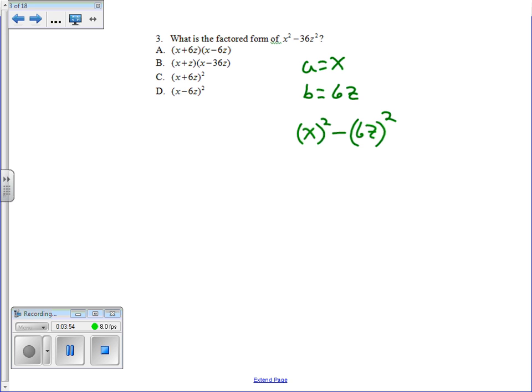So now I can write this in the form of a plus b, a minus b. So I'm going to get x minus 6z times x plus 6z. So my answer for 3 is going to be A. Again, it doesn't matter which one comes first because it's multiplication. So A is the answer for 3.